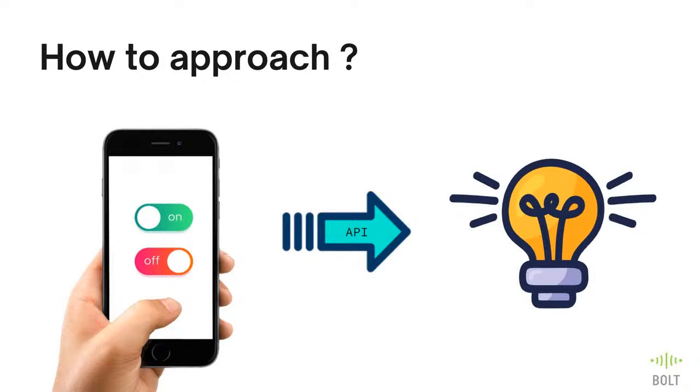It is very simple. We are going to create our own website or app, which will have two buttons, one for on and one for off. Whenever these buttons are pressed, our API will turn the device on or off. All right.